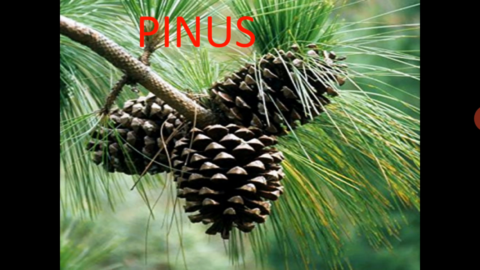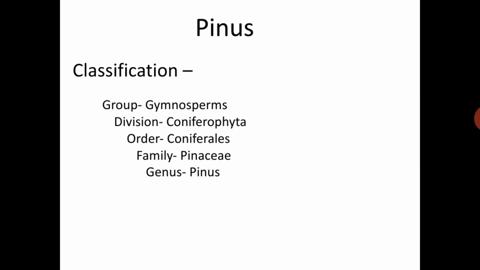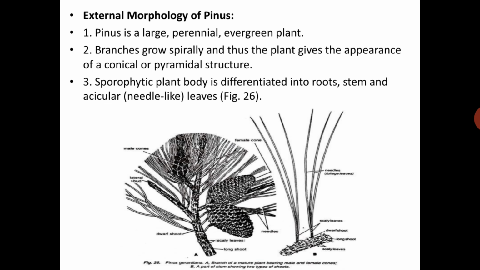So this first one is a cycas and the second example is pinus in gymnosperms. So the classification of the pinus group of gymnosperms: division Coniferophyta, order Coniferales, family Pinaceae and genus Pinus. So, external morphology of pinus.